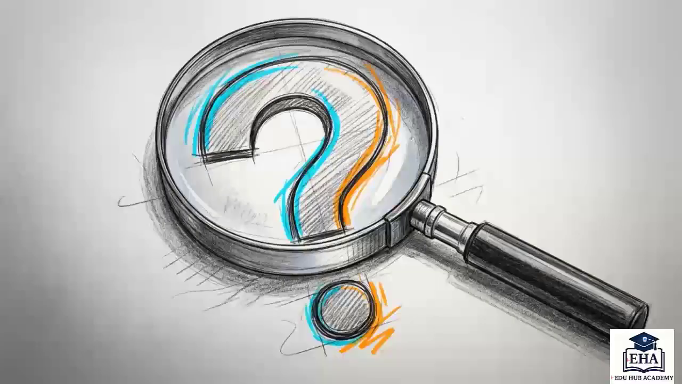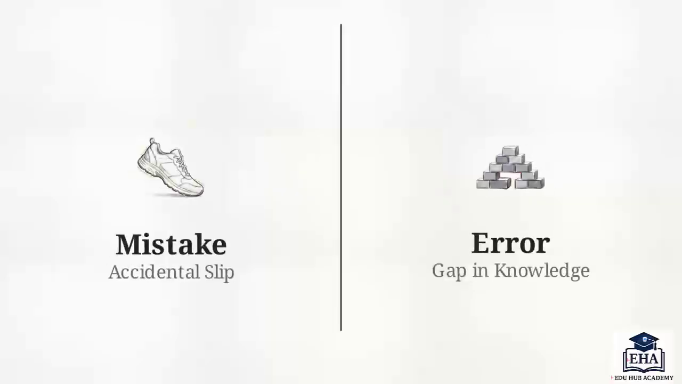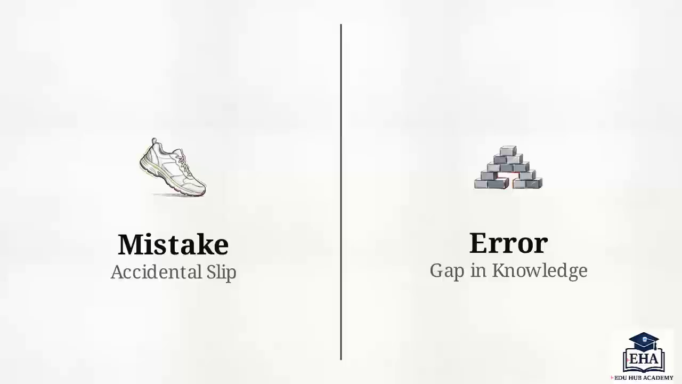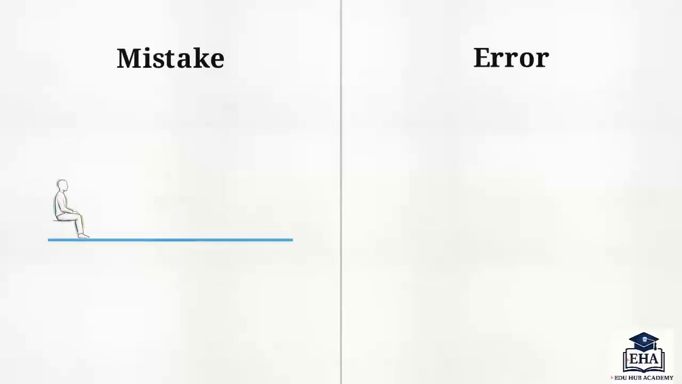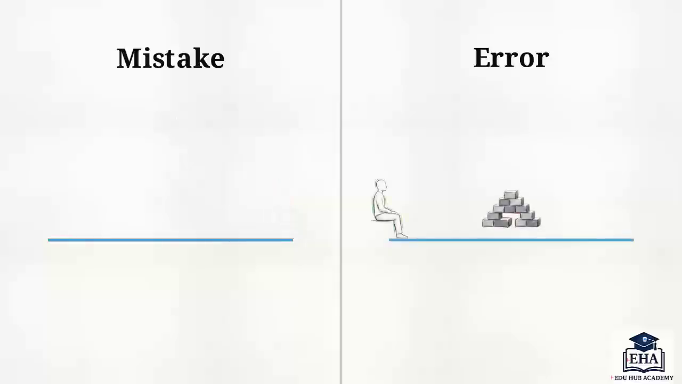Before you can decide exactly when to intervene, you have to diagnose why the incorrect answer happened in the first place. You have to separate an accidental slip from a true gap in knowledge. We start by defining a mistake. A mistake is an accidental slip-up. It happens because of carelessness or a momentary distraction, and if pointed out, the student can usually fix it easily.